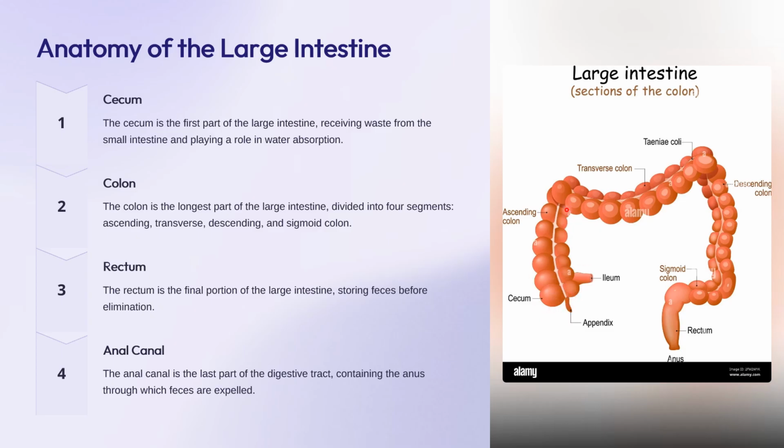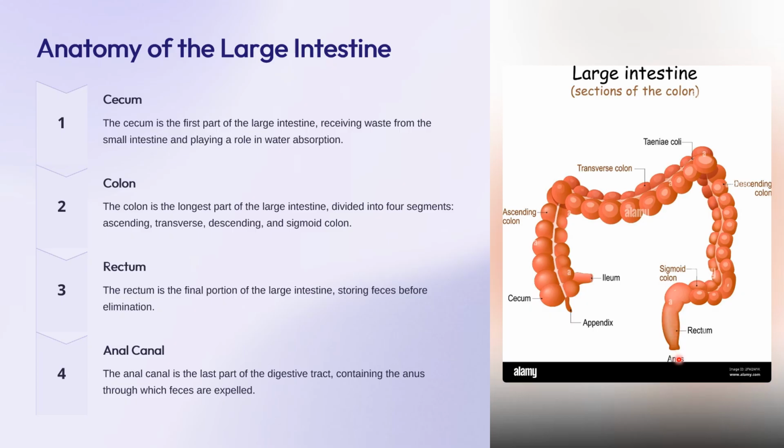Then we have the colon: ascending colon, transverse colon, descending colon and sigmoid colon. It's the longest part of the large intestine, divided into four segments. Then we have the rectum over here. This is the final portion of the large intestine, storing feces before elimination. Before eliminating, the feces is stored here.